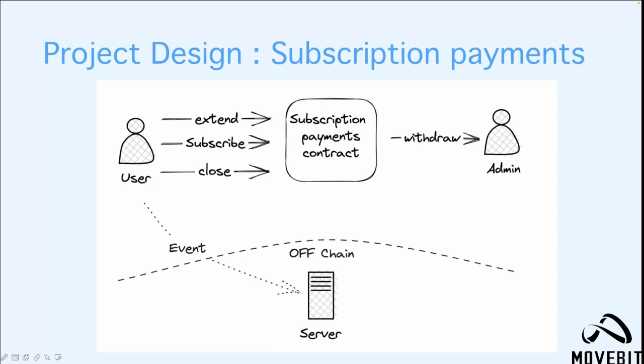Any operation of the user on the contract will trigger some events. For example, subscribe will trigger the subscribe create event, and these events will be monitored and captured by the program on-chain to give the user the services of subscribing members.